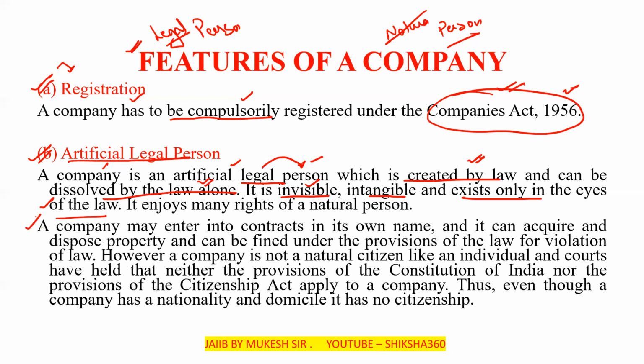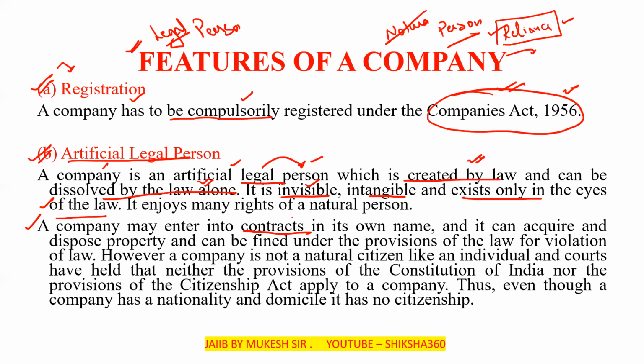First one is that a company may enter into contracts under its own name. For example, if Reliance is making a contract with any other company, here the name of the company will come out, not any other person.